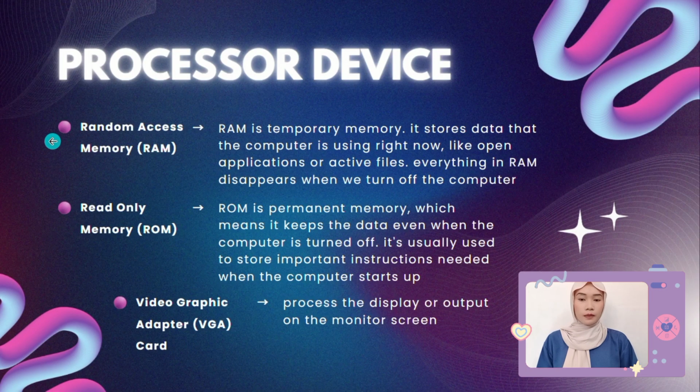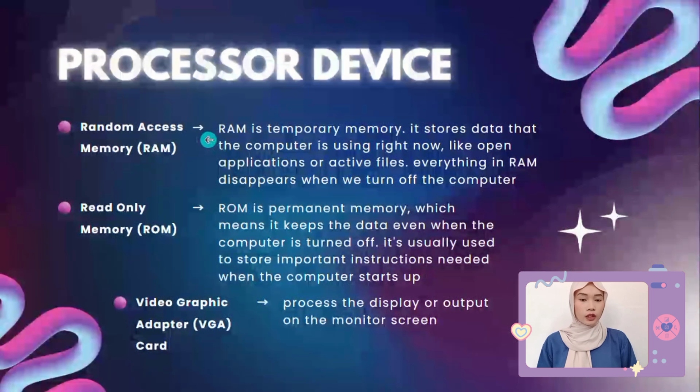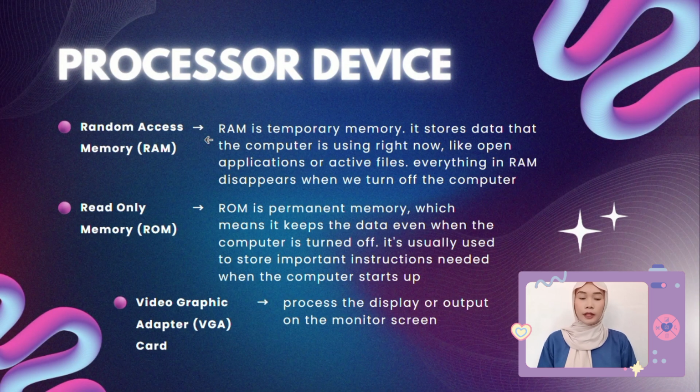And then the component random access memory or RAM is a temporary memory. It stores data that the computer is using right now, like open applications or active files. Everything in RAM disappears when we turn off the computer. And then the read-only memory or ROM is a permanent memory, which means it keeps the data even when the computer is turned off. It's usually used to store important instructions needed when the computer starts up.